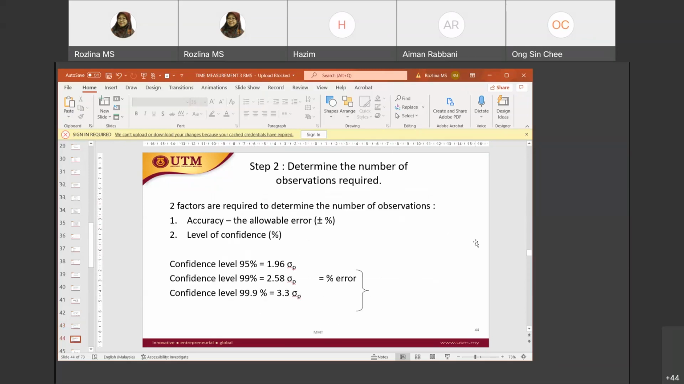Okay. Okay, now step 2. Determine the number of observations required.